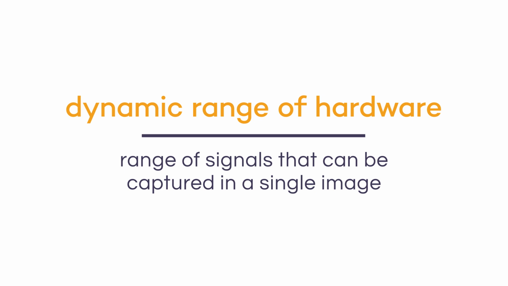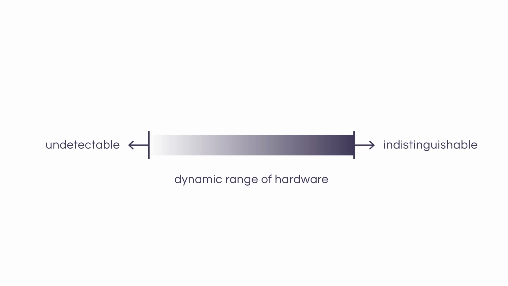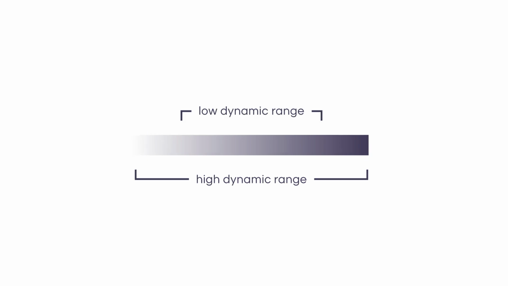Let's now talk about dynamic range in more detail and what it means for your results. Simply put, the dynamic range of your hardware is the range of signals that can be captured in a single image, from the very weakest, which is the limit of detection, right the way through to the very strongest, which is the point of saturation. Any signals which are higher than this range cannot be distinguished by the detector, while those which are lower than that range may not be picked up at all. You want your system to have the highest dynamic range possible, so that you can ensure the broadest range of signals can be captured in a single image without compromising sensitivity and without saturation.